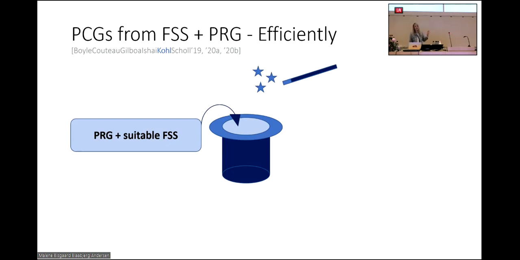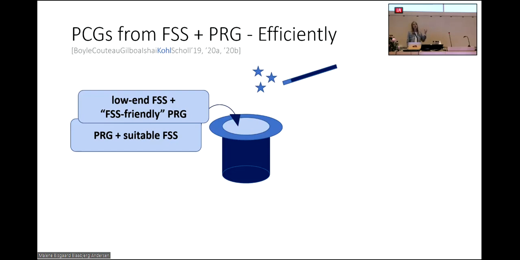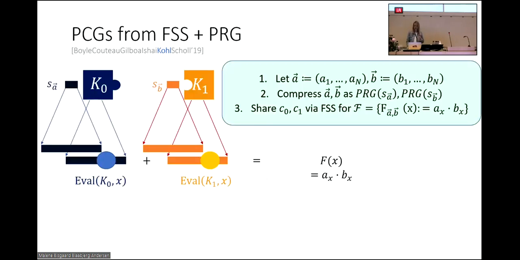So what we started with were PRGs in some sense, and then we chose a suitable function secret sharing scheme. But actually, we understand PRGs much better than function secret sharing schemes. That's something that we have known for a much longer time. So what we did is started the other way around. We start with an efficient FSS, which is only known for very simple function classes. And then we look for a PRG that satisfies the requirement that it can be evaluated, that it can be shared by this function secret sharing scheme.